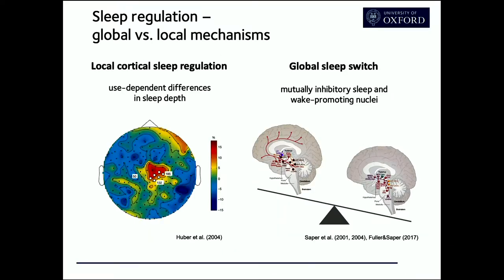So slow activity is a very good marker of sleep homeostasis, and interestingly, it is not equally distributed across the brain, but a lot of evidence suggests that it can be regulated on a local cortical level, as shown here in a study by Reto Huber, who was at that time in the lab of Chiara Cirelli and Giulio Tononi. And I think it is very difficult to reconcile this concept of local sleep with the current model of global sleep-wake regulation, which focuses on subcortical centers, especially in the brainstem, in the hypothalamus, and in the basal forebrain.